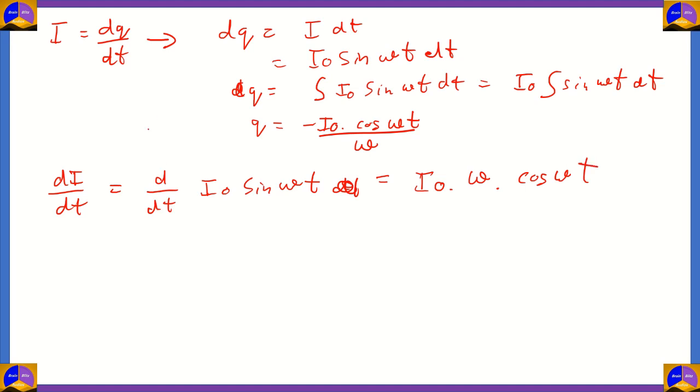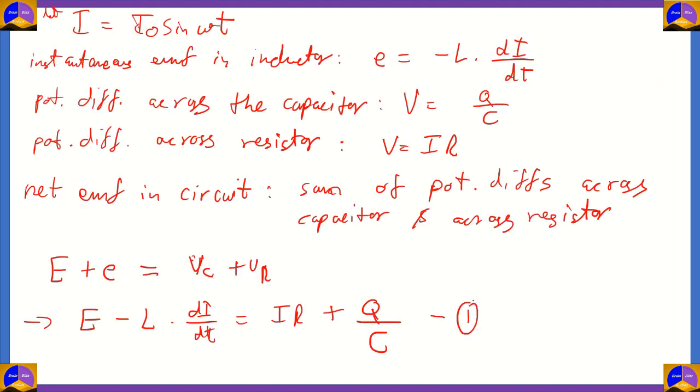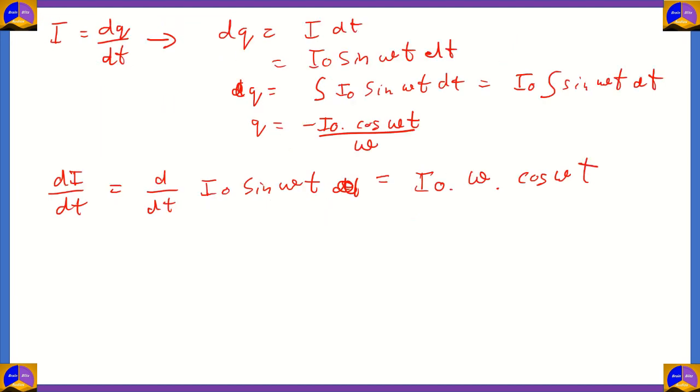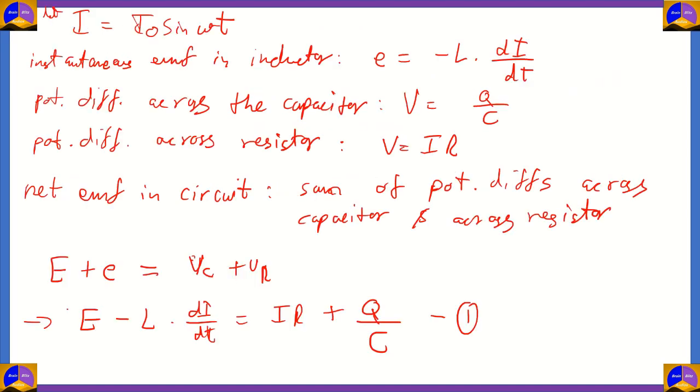So now you know the value of I, the value of q, and the value of di by dt in terms of phasors. So now we can substitute these in the equation for EMF. Let's consider E equals L times di by dt plus IR plus Q by C as equation 1.